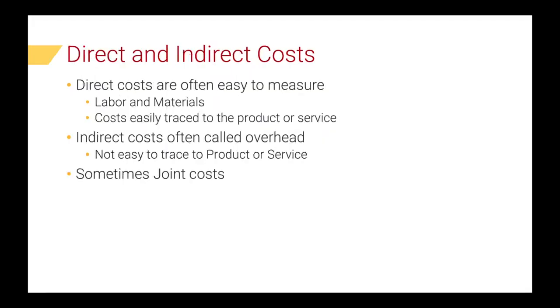Direct and indirect costs. Direct costs are often easy to measure, for example, labor and materials. Costs are easily traced to the product or services. Indirect costs are often called overhead because they are not easy to trace back to a product or service.